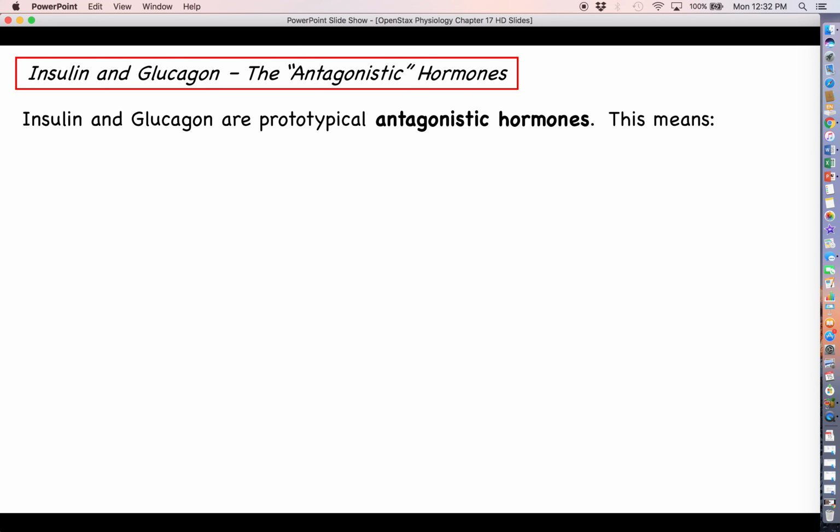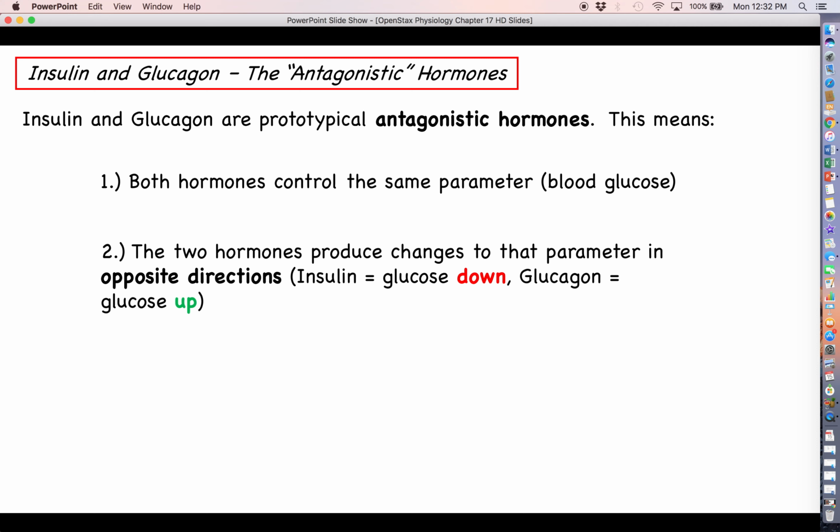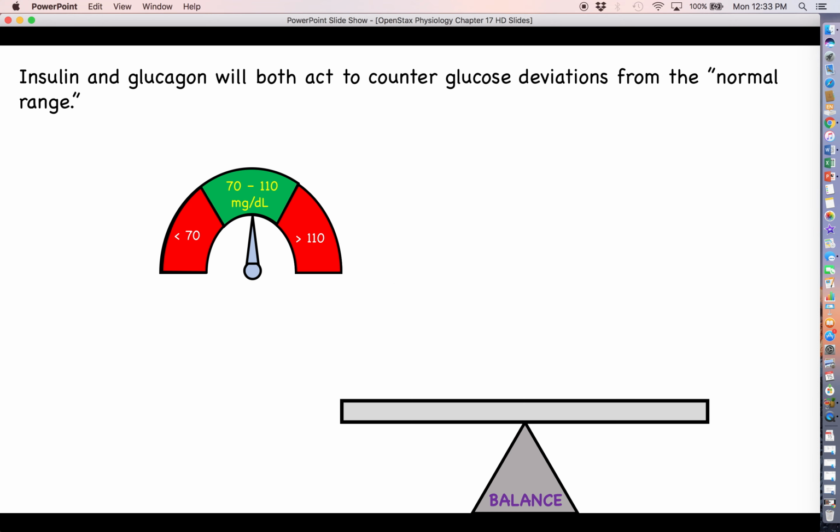So insulin and glucagon, before we really get into their regulation, we introduced them earlier in this chapter as antagonistic hormones. What that means, again, to reiterate, is that both hormones will have control over the exact same parameter, which is your blood glucose. They will produce changes to that parameter in opposing directions, meaning insulin will drive the blood glucose levels down, and glucagon will drive them up. And as a consequence, the two hormones are very unlikely to be found in the blood at the same time, as their actions would essentially cancel each other out. The whole thing would be a zero-sum game, and it would be counterproductive.